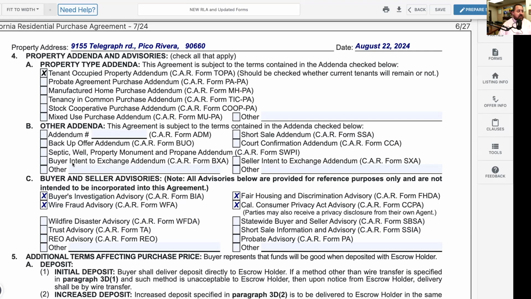The buyer's intent to exchange is if the buyer is writing this offer as part of a tax-deferred exchange. So they've already sold a property or are in the process of selling one, and this will be their exchange property as an income property. You have to check that off and have it incorporated. The short sale addendum would be incorporated for what it sounds like. If this were an offer we were writing on a short sale, we would incorporate the short sale addendum. That addendum has terms specific to the short sale, how we get approval, and the contingency that goes along with getting that short sale approved.